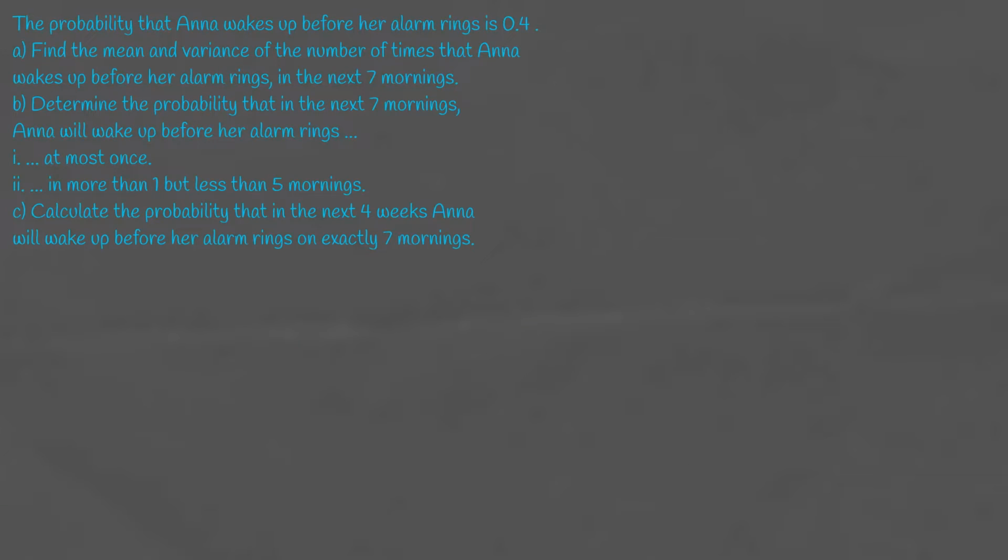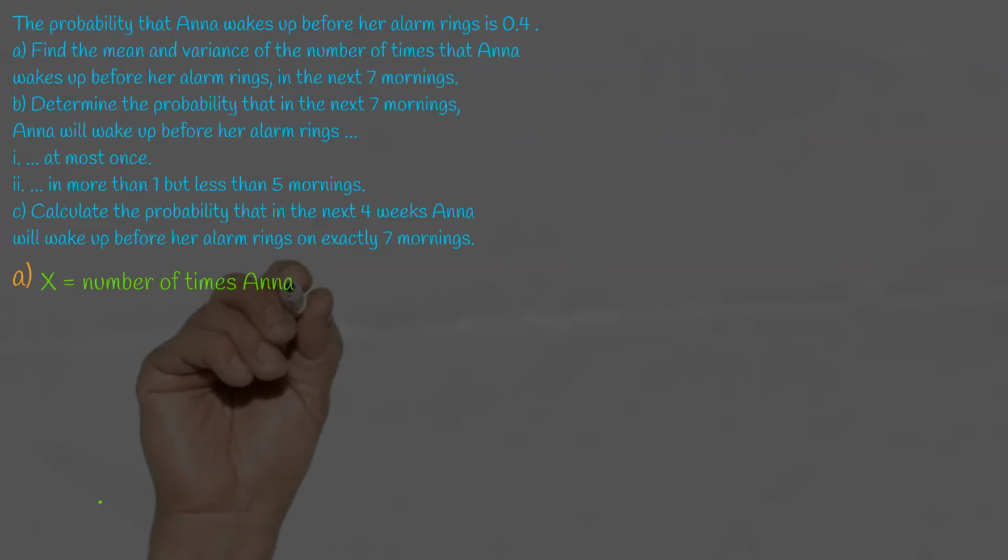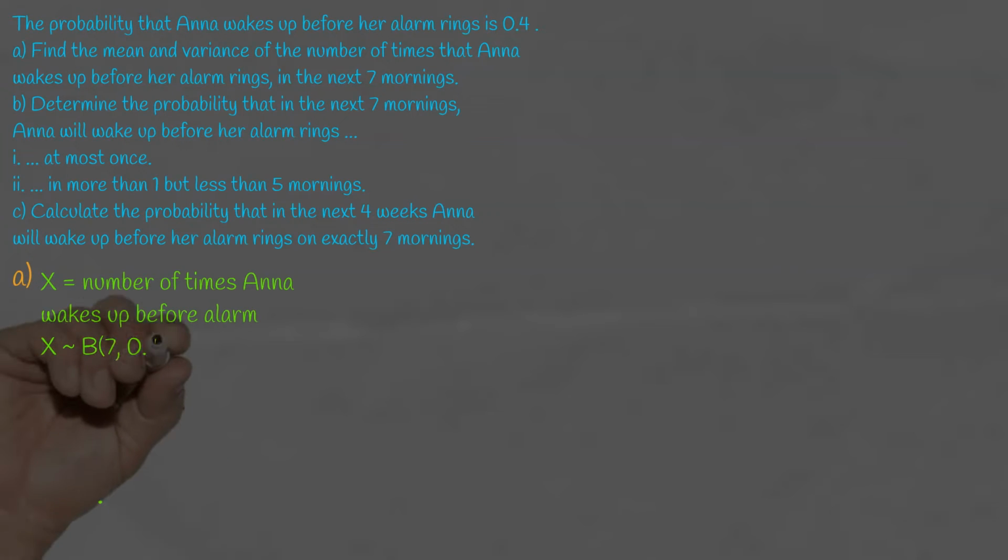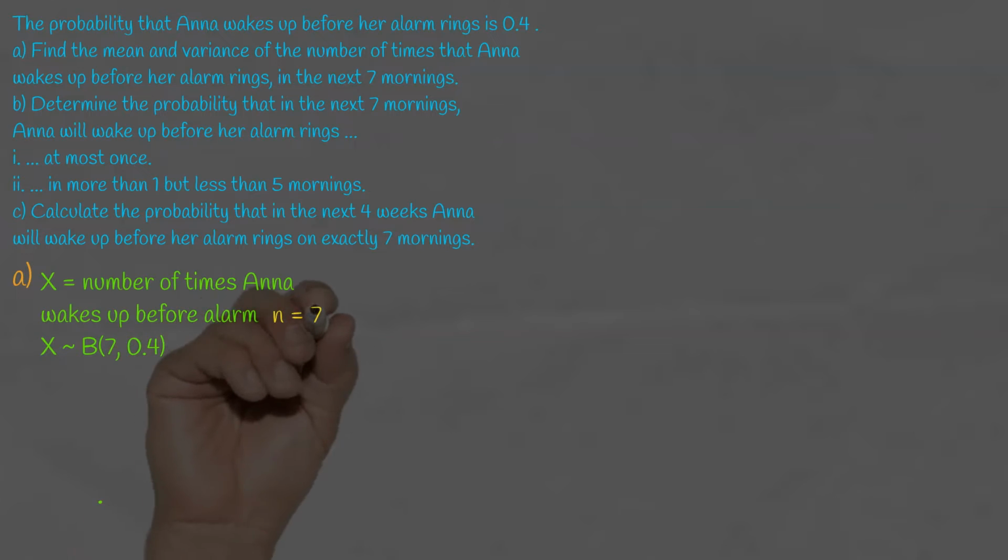In the next question, we're given the probability that Anna wakes up before her alarm as 0.4. We're asked to work out the mean and the variance for the next 7 mornings. So x, the number of times she wakes up before the alarm, has a binomial distribution of 7, 0.4. So n is 7 and p is 0.4.